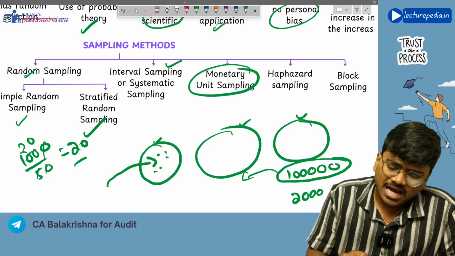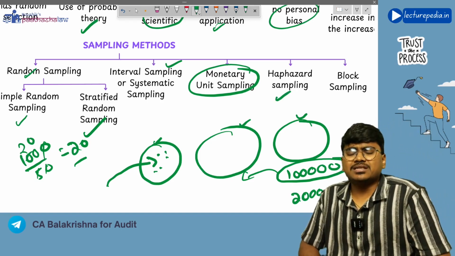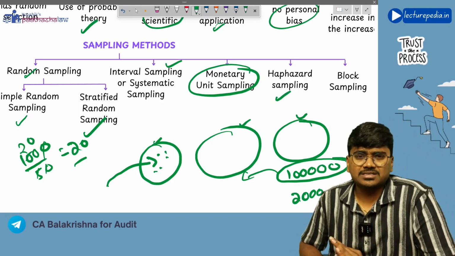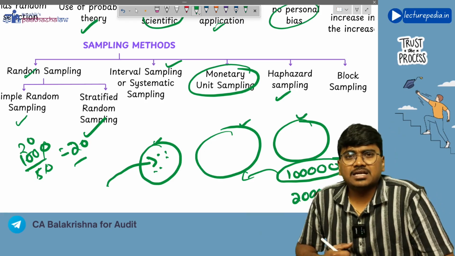Next, haphazard sampling. You will not follow any strict method for haphazard sampling. Just like that, you will select the sample.